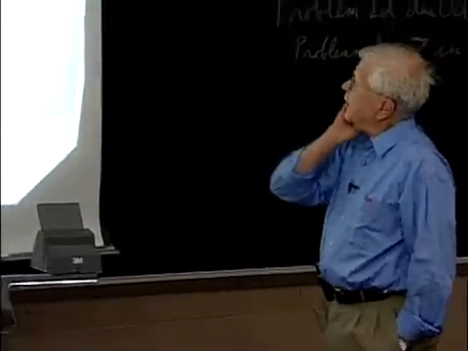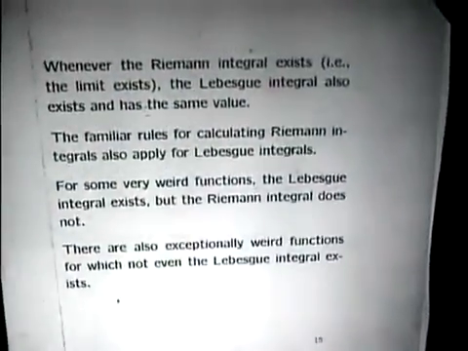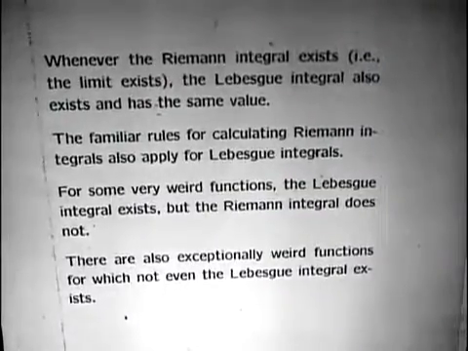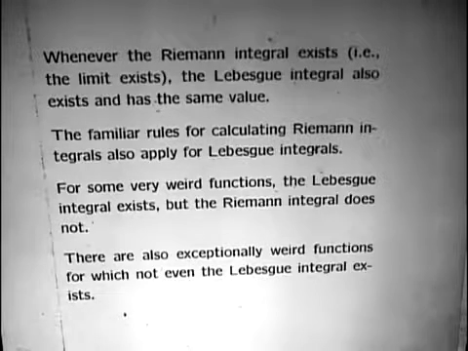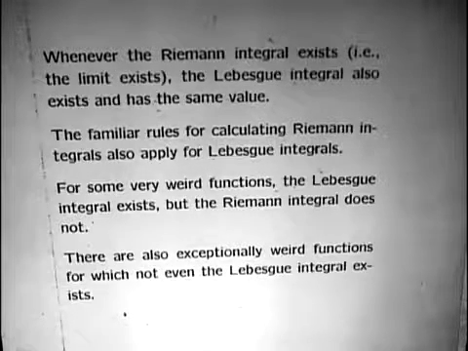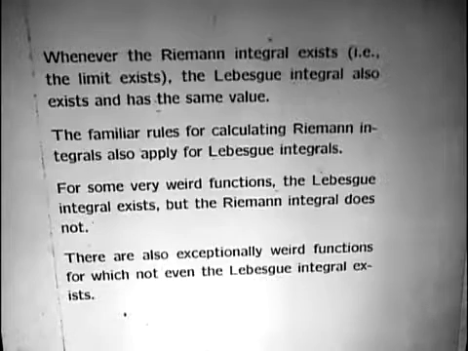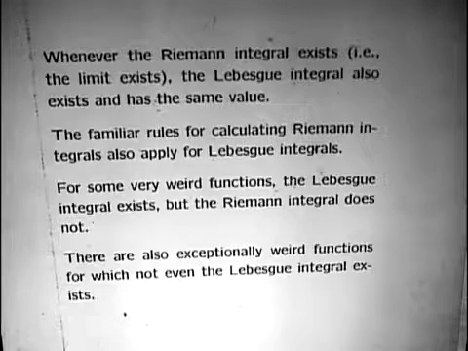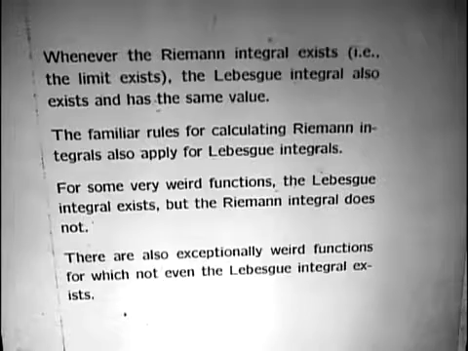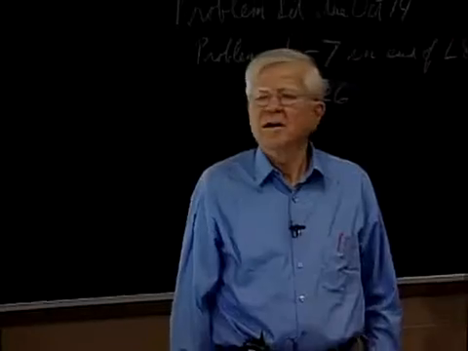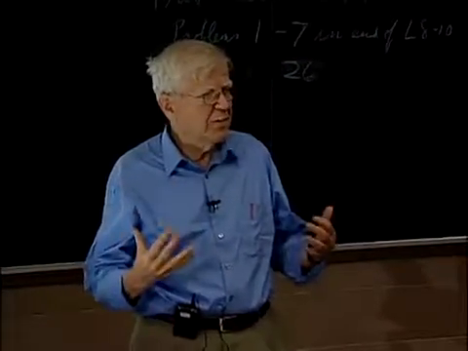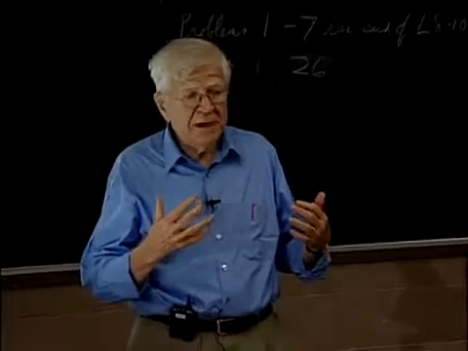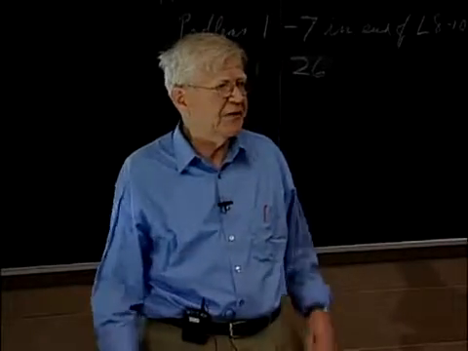Okay, for some very weird functions, the Lebesgue integral exists, but the Riemann integral doesn't exist. Why do we want to worry about weird functions? I want to tell you two reasons for it. I told you about it last time. One thing is an awful lot of communication theory is concerned with going back and forth between the time domain and the frequency domain. When you talk about things which are straightforward in the time domain, often they become very, very weird in the frequency domain and vice versa.